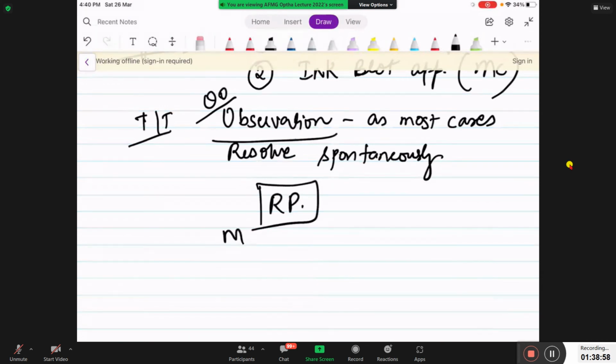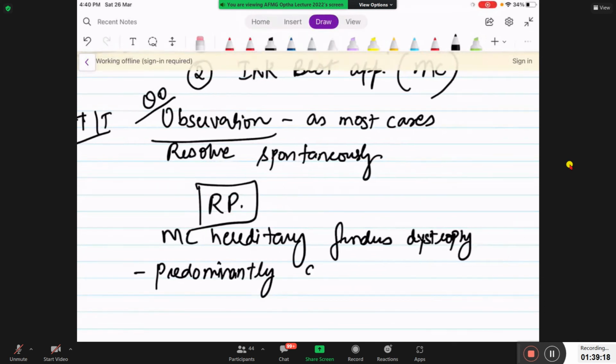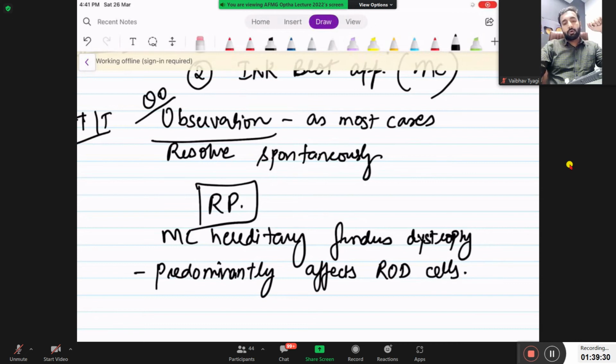This is the most common hereditary fundus dystrophy. Okay. Now this predominantly affects rod cells. Predominantly affects rod cells. Now you will tell me, what is the location of rod cells? Where are the rod cells more commonly located? In the central retina or in the periphery of the retina?